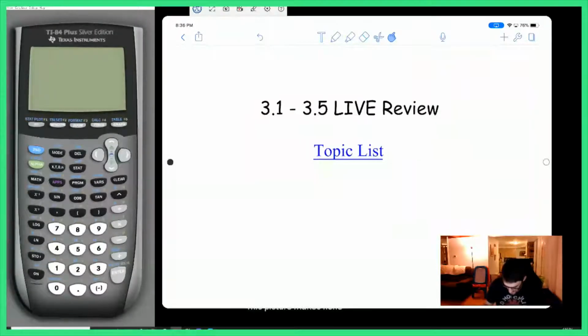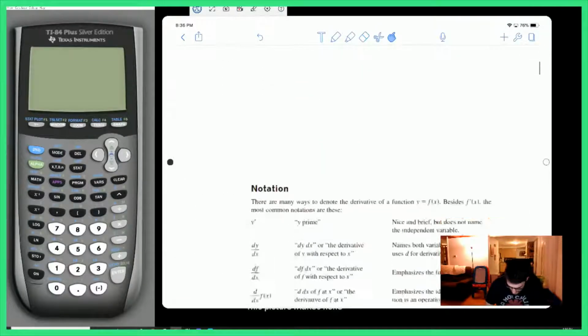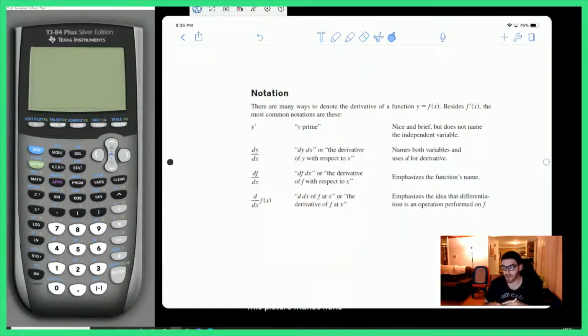Okay, so that's essentially what's going to be on this assessment. Let's get into taking a look at some things I prepared just to make sure that we're all feeling familiar with this material. The first of which is just a notation slide, making sure you guys are familiar with the notation. There's a lot of different types of notation for derivatives.